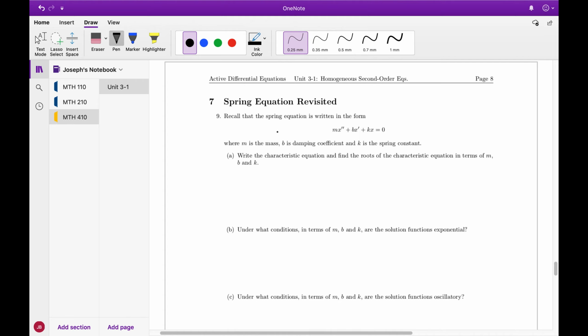So first, we're going to investigate a little bit the spring equation and, more generally, second order linear differential equations with constant coefficients. Recall that this is the spring mass equation, where m is the mass, b is the damping coefficient, and k is the spring constant. The roots of the characteristic polynomial are always going to be given by the quadratic formula.